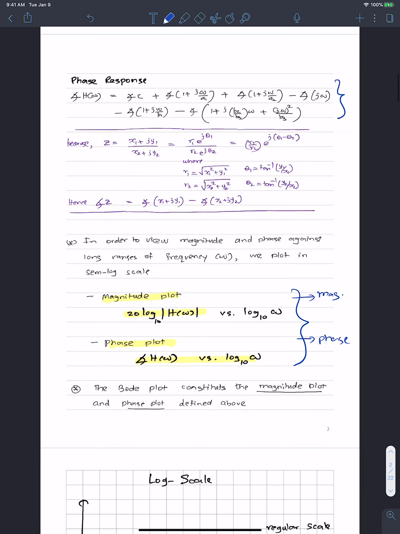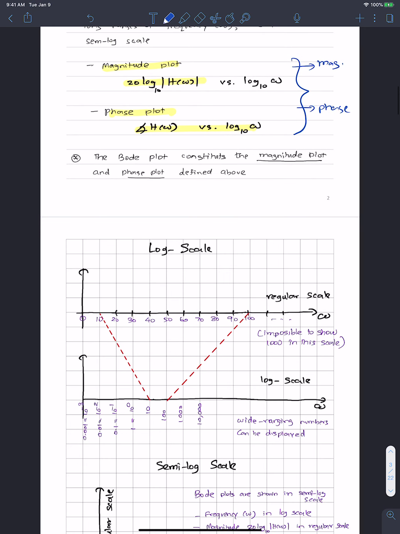Alright, so that's the end of part 1 of the video. In the next video I will introduce log scale and then do some examples.